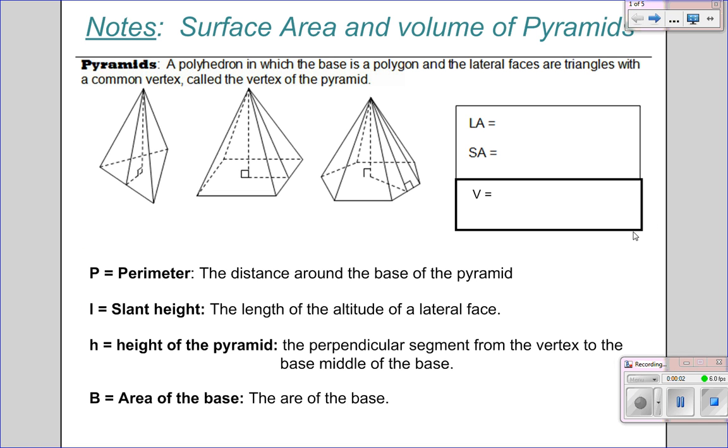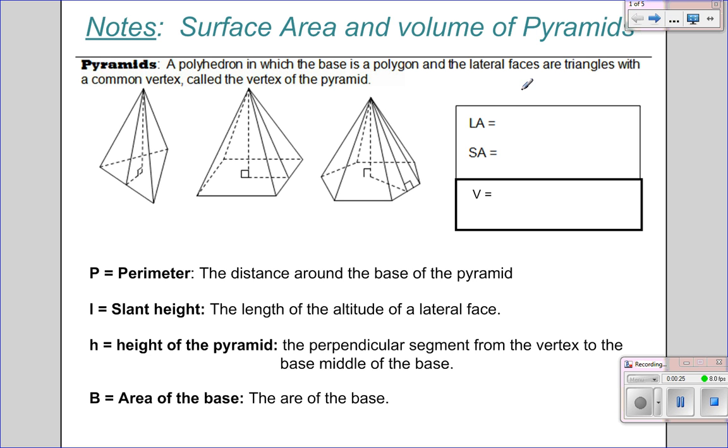Today we'll be looking to find the surface area and volume of pyramids. A pyramid is a polyhedron in which the base is a polygon and the lateral faces are triangles with a common vertex called the vertex of the pyramid. In other words, you have a base that's some shape, in this case triangle, square, hexagon, and all of the faces are triangles that meet at one point.